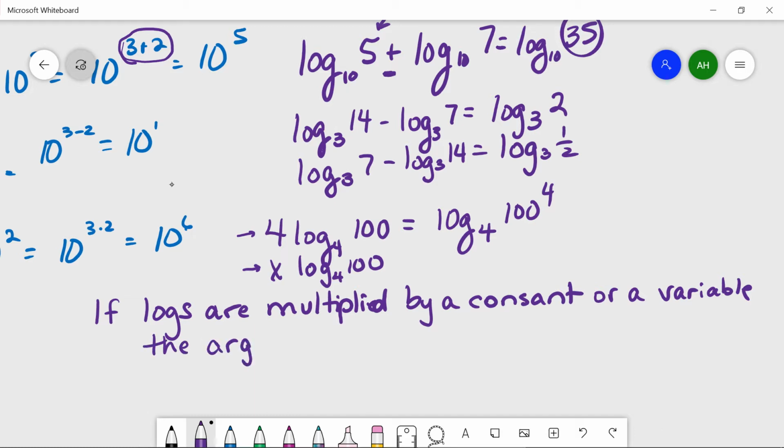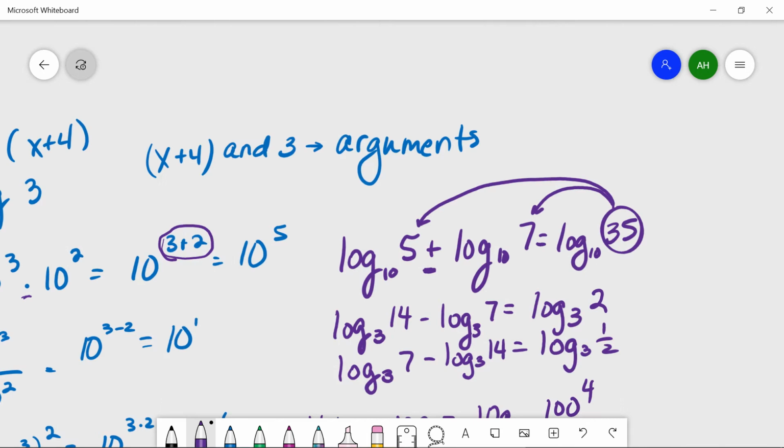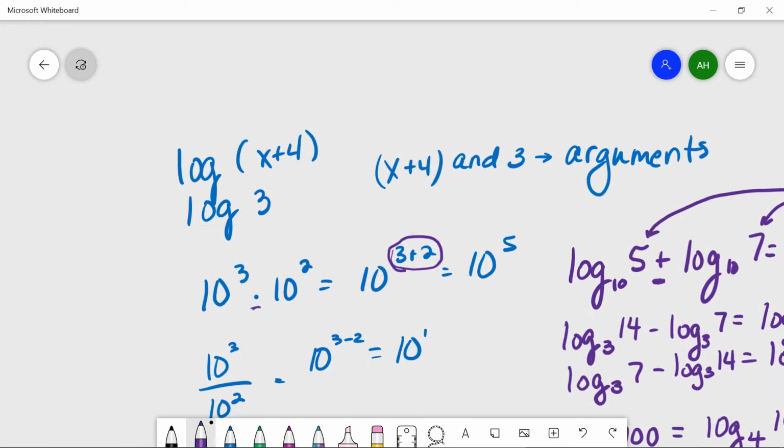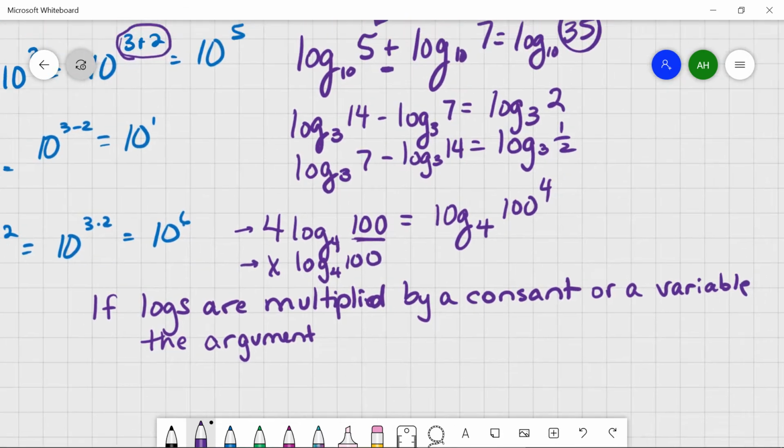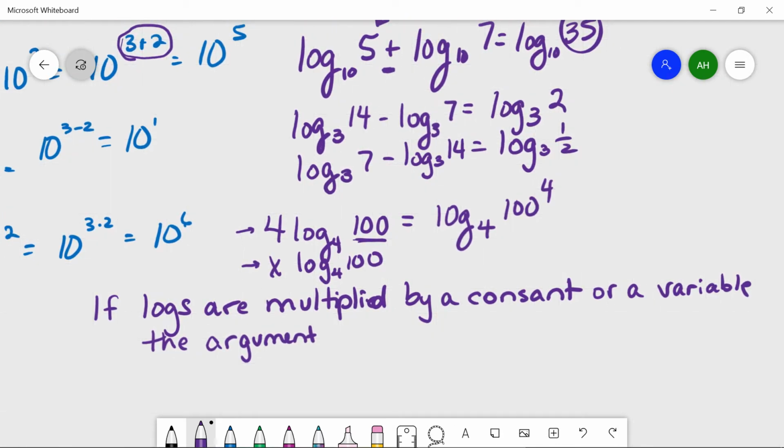The argument, okay, and this over here is the argument. Remember, I had shown you when we began this right here, I told you that these right here are my arguments, okay? So if the logs are multiplied by a constant or a variable, the argument is raised to that power.